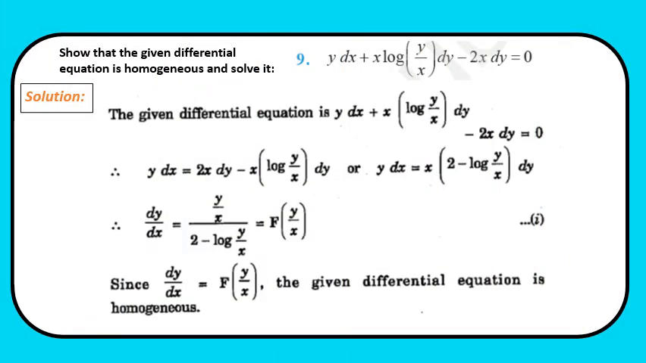Moving to question 9, show that the given differential equation is homogeneous and solvable. The given differential equation is y dx + x log(y/x) dy − 2x dy = 0. Since we already have y/x, we need to find dy/dx. Finding dy/dx, we get dy/dx = (y/x) / (2 − log(y/x)), which is clearly a function of y/x. So therefore it is a homogeneous differential equation.